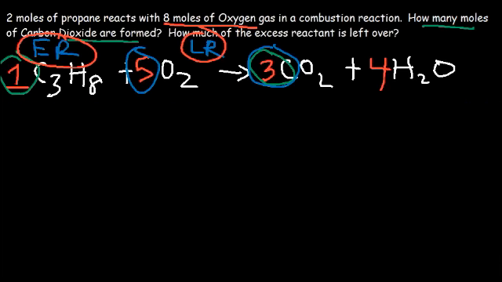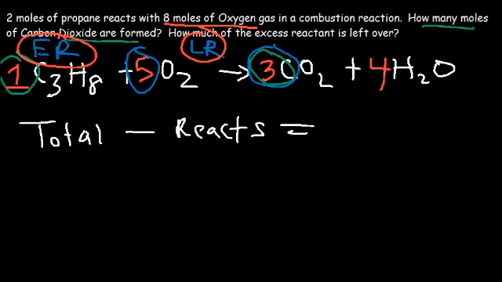Now, how can we answer the second part of the question? How much of the excess reactant is left over? How would you figure it out? Feel free to try it. Here's the main idea of what you want to do. The amount of excess reactant that is left over after the reaction is going to be the total amount of excess reactant that we had to begin with, that's the 2 moles of propane, minus the amount that actually reacts, or the amount that actually participates in the reaction, and that's going to equal the amount that's left over.